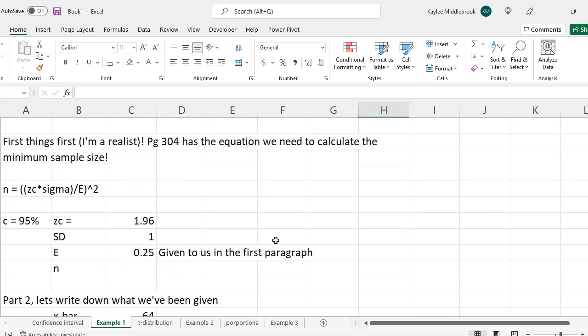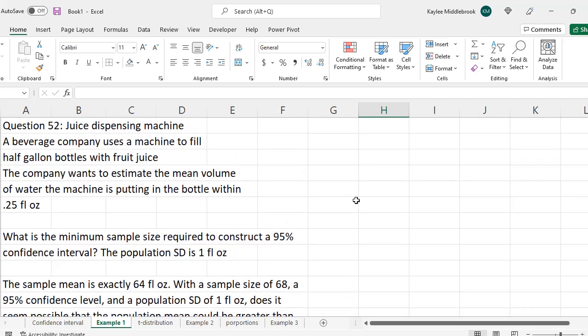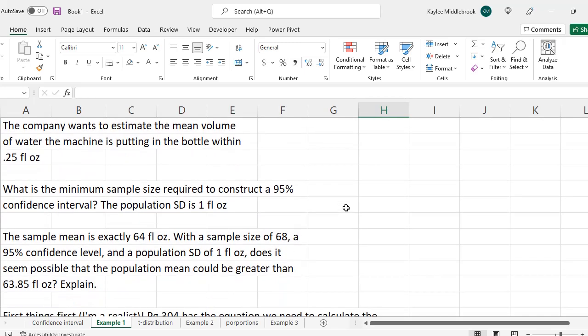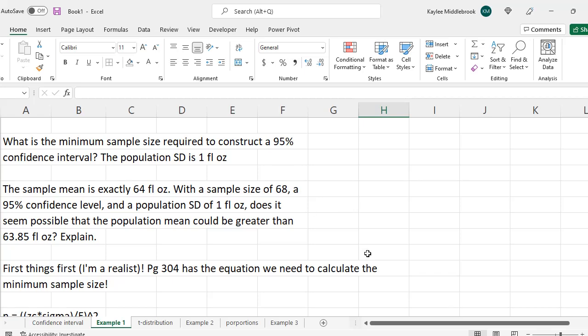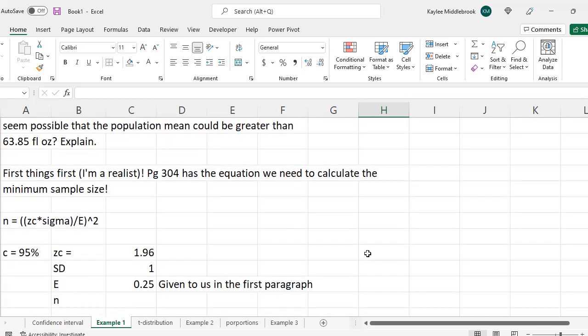So let's jump into our first example. Let's take a look at question number 52 in section 6.1. This is a juice dispensing machine. A beverage company uses a machine to fill half-gallon bottles with fruit juice, and the company wants to estimate the mean volume of water the machine is putting in the bottle within 0.25 fluid ounces. What is the minimum sample size required to construct a 95% confidence interval when the population standard deviation is 1 fluid ounce? I'm going to hop back to part B in a minute, but let's do part A first.